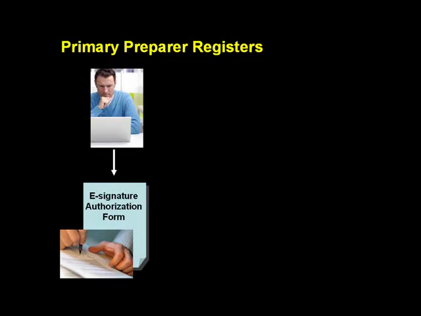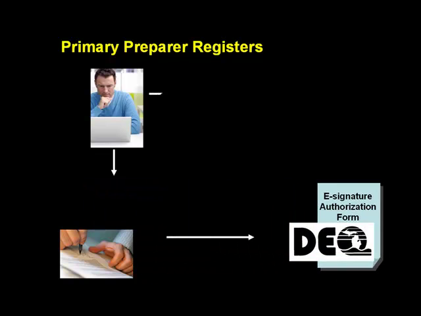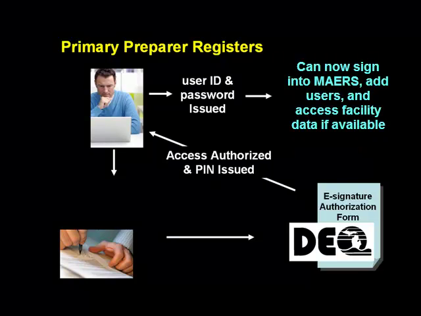As part of the registration process, John prints out the electronic signature authorization form, signs it, and mails it to the Department of Environmental Quality. When he checks his email, there will be a note that will include his new user ID and password. After a few days, John will get another email from the DEQ to let him know his account has been activated. This email will also contain his PIN. The PIN will be used in place of his signature when he is ready to submit. Now when John accesses MAERS, he will also be able to access Sample Corporation's MAERS report if it's ready.